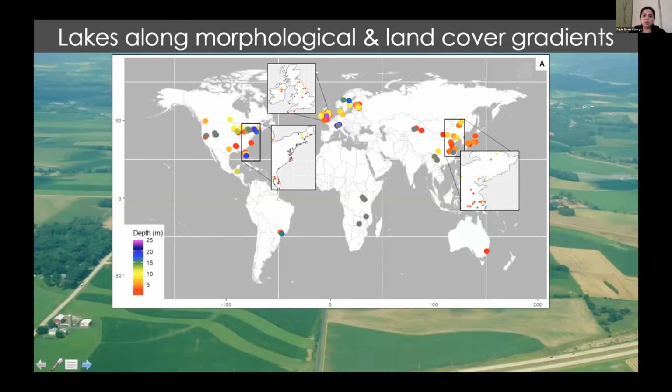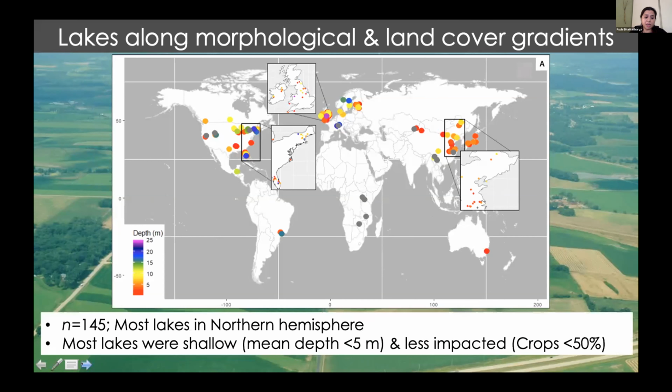This is just a map of all the study sites. We have a total of 145 lakes. And here I have color-coded them based on the max depth. If you look at the gradient or the legend, you see a lot of the lakes are actually shallow. They're quite shallow, and they're located in the Northern Hemisphere mostly. We found that a lot of the lakes are also less impacted and had percent crop much less than 50% in their watersheds.